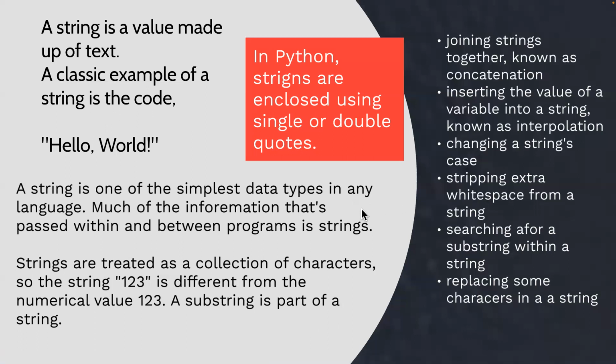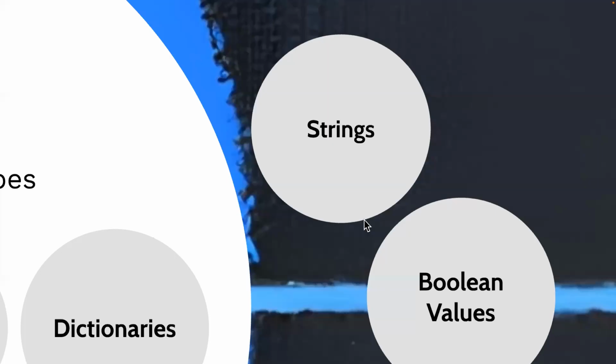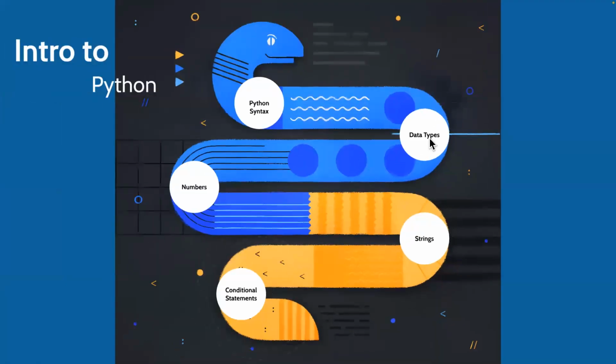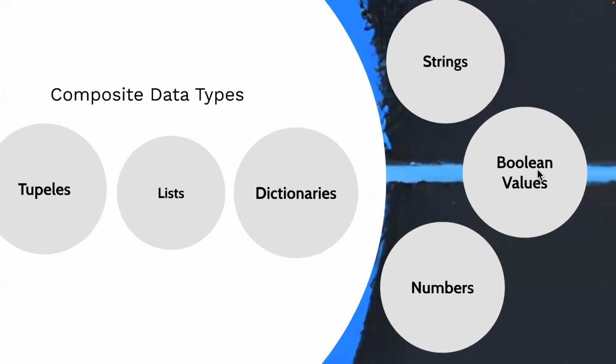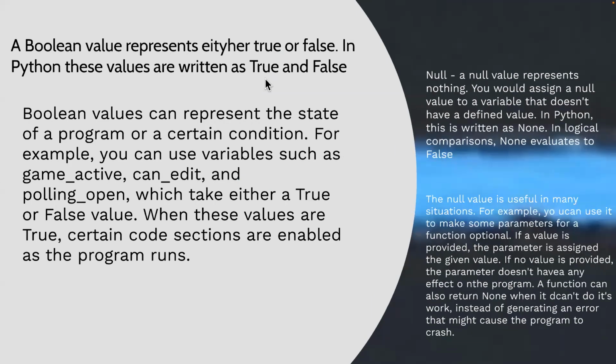All right, so let's continue. Strings are very simple. We know what a string is. Another data type is a Boolean value. A Boolean value represents either true or false. In Python, these values are written True and False, as you see here with the capital T, capital F.